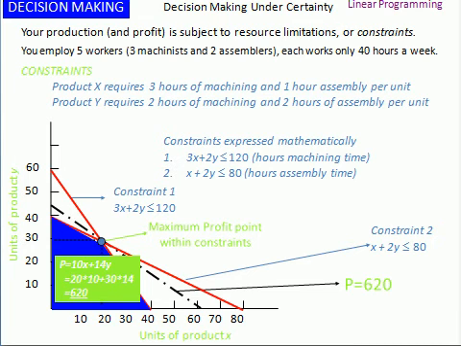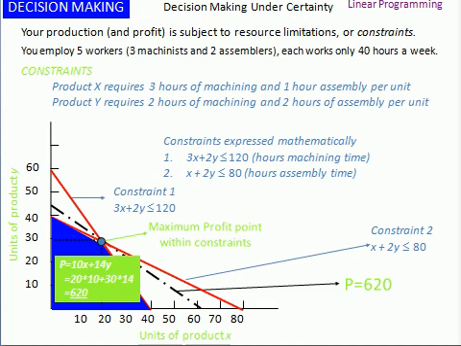Here they are saying that product X requires 3 hours of machining and 1 hour of assembly per unit. Product Y requires 2 hours of machining and 2 hours of assembly per unit. Okay, so state the problem.